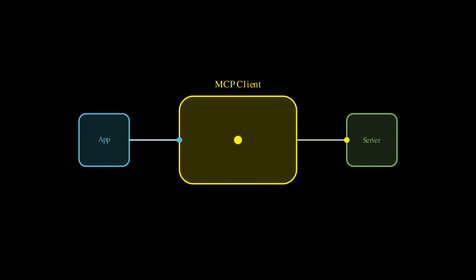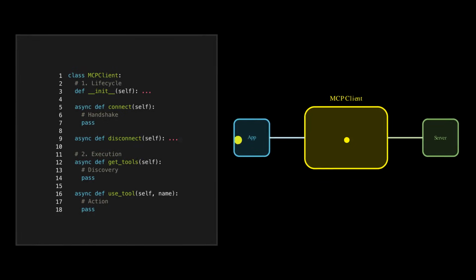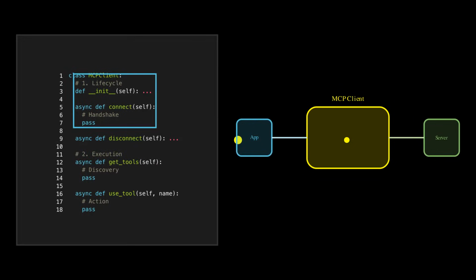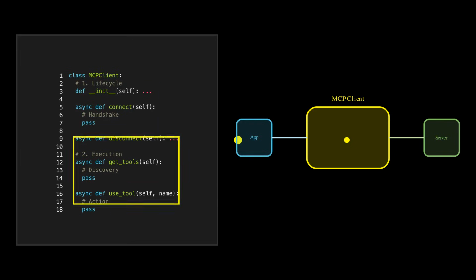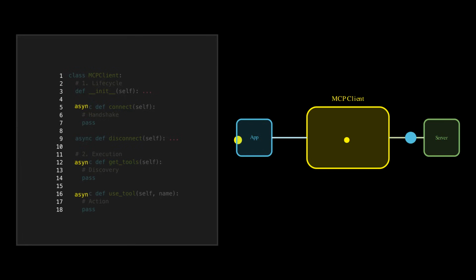Looking at the code, we see two distinct phases. We have the lifecycle methods, connect and disconnect, which manage the handshake. And we have the execution methods, get_tools and use_tool, which handle the actual work. Critically, this design is transport agnostic. Whether you connect via local Stdio or remote HTTP, this class looks exactly the same. And because we never want to block the main application thread, every operation is async.